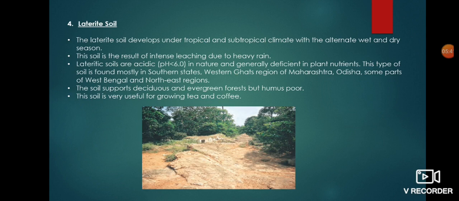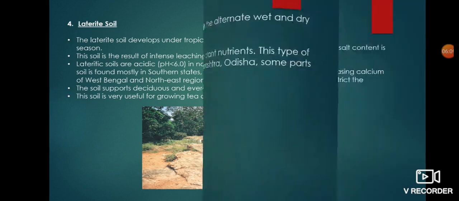This type of soil is found mostly in southern states, Western Ghats region of Maharashtra, Odisha, some parts of West Bengal and northeast regions. The soil supports deciduous and evergreen forest but is humus poor. This soil is very useful for growing tea and coffee. Red laterite soil in Tamil Nadu, Andhra Pradesh and Kerala is more suitable for crops like cashew nuts.